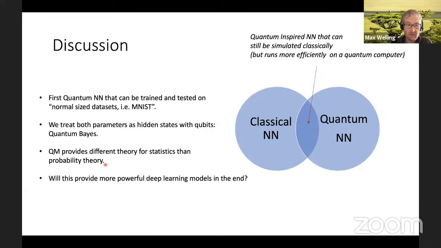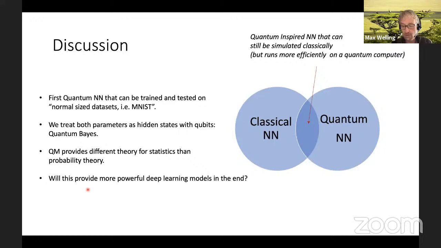Quantum mechanics provides a different theory for statistics than probability theory. It's very interesting to think about what does this apply to? What kind of systems are served by this kind of new perspective? And of course, the strange thing about it is that you get these interferences, and what does that correspond to classically? Perhaps we don't really know. So there's of course the big $1 million question: does this provide better, more powerful deep learning models in the future when we have quantum computers available?